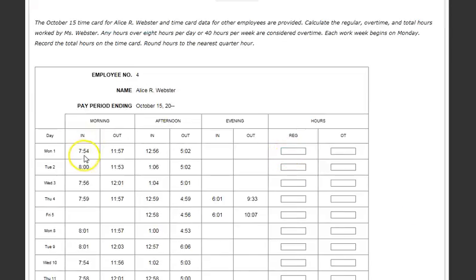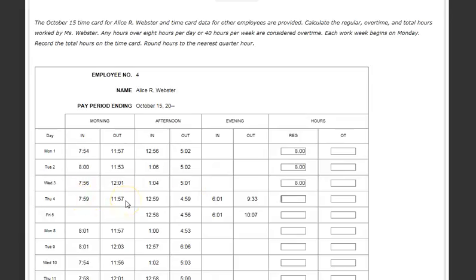Okay. In at 8, out at noon is 4 hours, and then 1 to 5 is another 4 hours. So we have 8 hours here. No overtime. Everything's rounding, so 8 to noon, 1 to 5 is another 8 hours. Rounds up, 8 to noon, 1 to 5, no overtime yet.